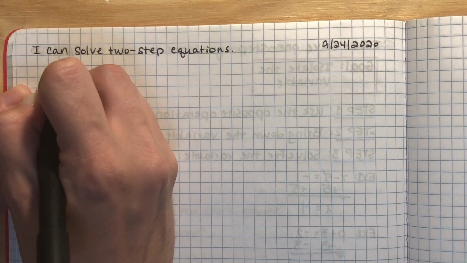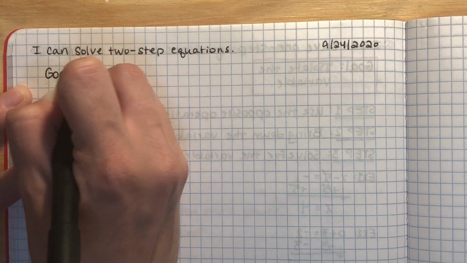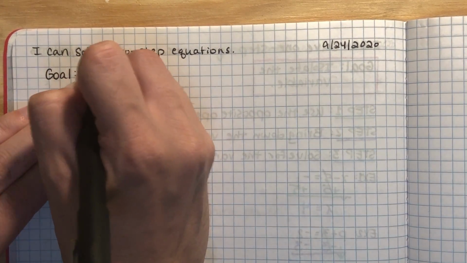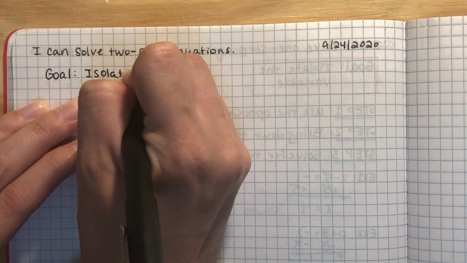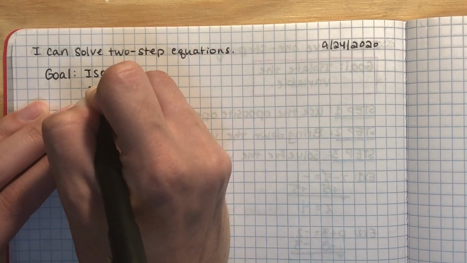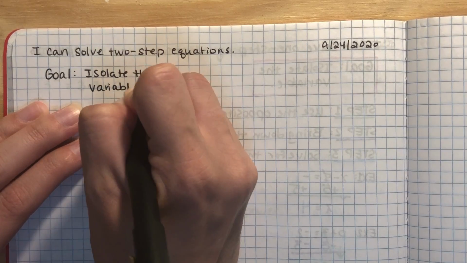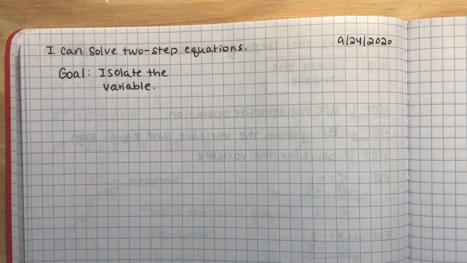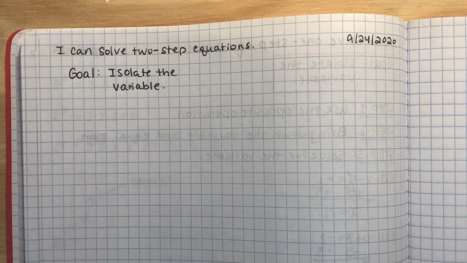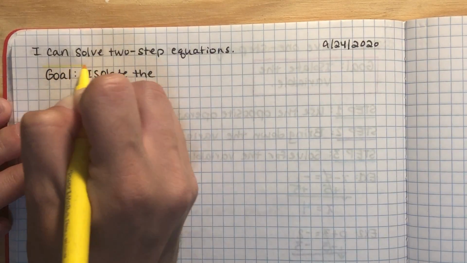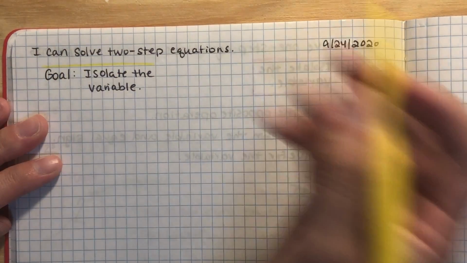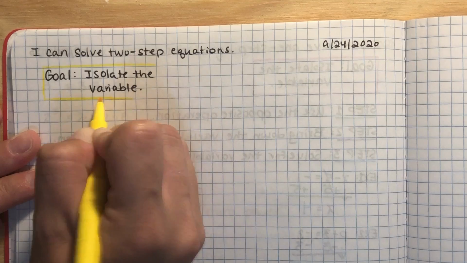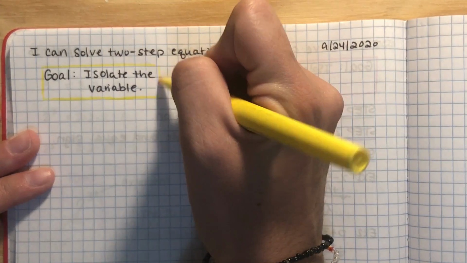more than one step. So again, our goal throughout this, just as it was for one-step equations, is to isolate the variable. So just like with one-step equations, for two-step equations, we also want to make sure that we isolate the variable. Can't really see that yellow that well, but I am outlining it in some way, make it stand out on your sheet of paper as well.